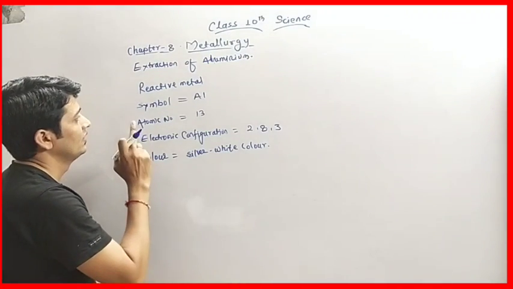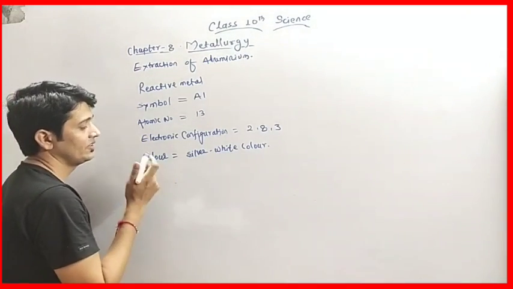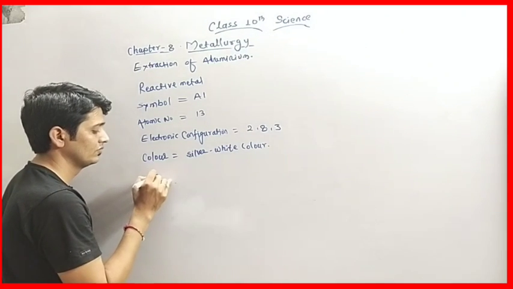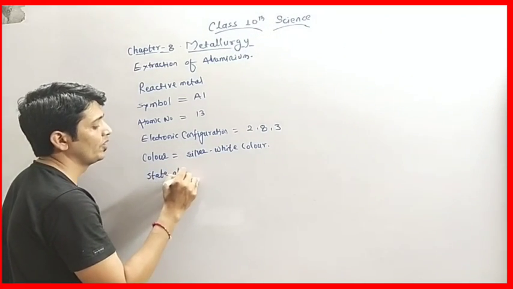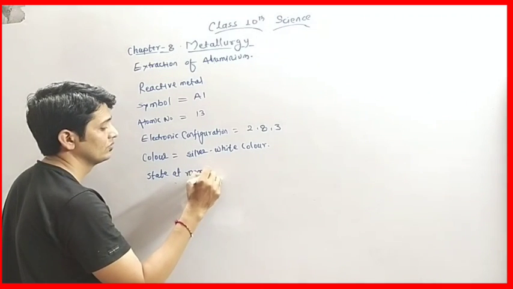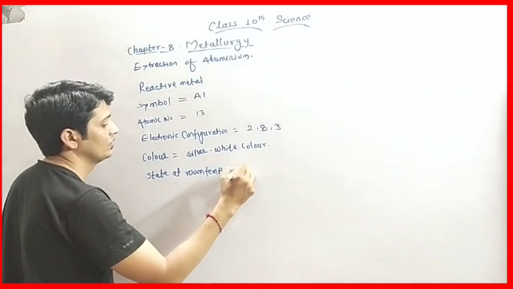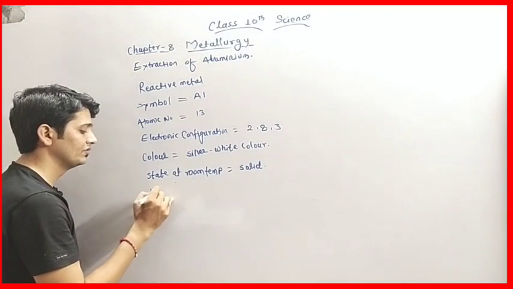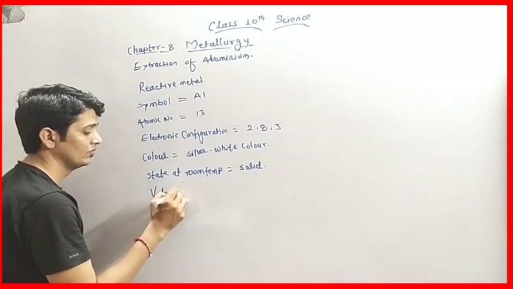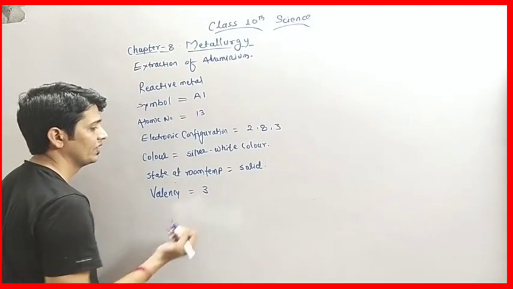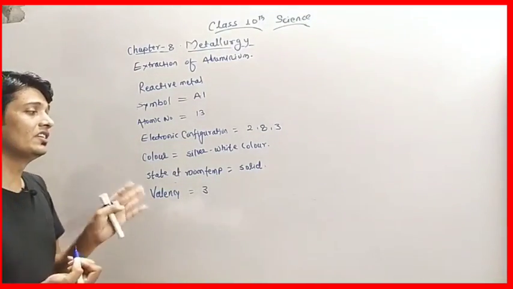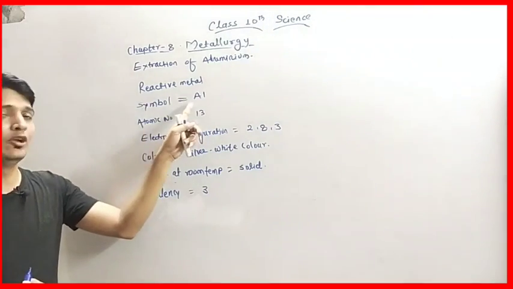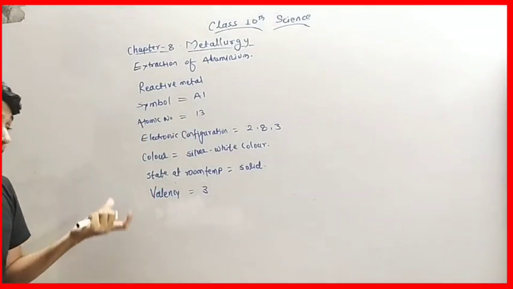Then its state at room temperature is solid. Its valency is 3. Okay. So these are the general properties of aluminium. Okay. So write down this part.